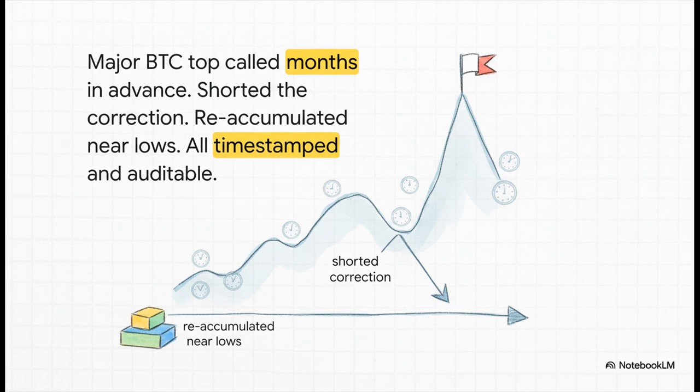And the results? They're public. We called the major Bitcoin top months in advance. We shorted the correction that followed. And we rebuilt our positions near the lows. All of it is timestamped. All of it is completely auditable. You can go look it up.